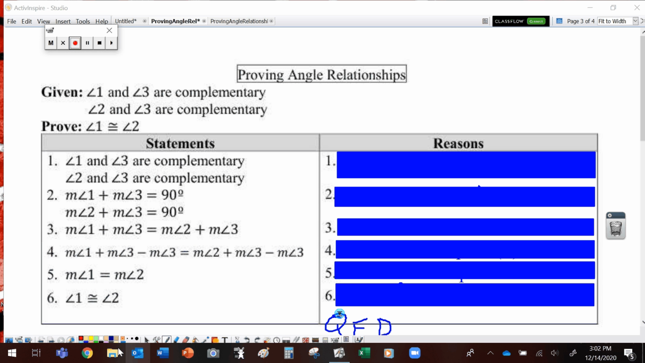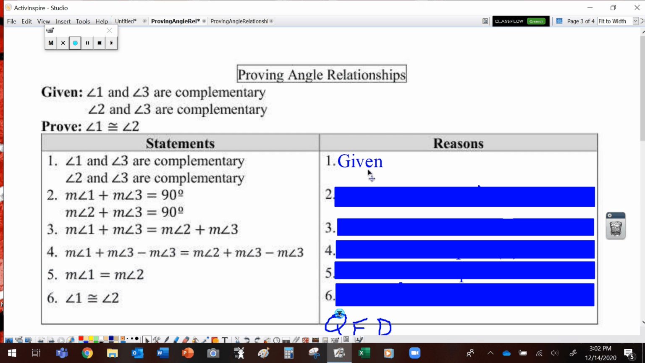So I need to start out with the given information. So I list that, and I say that it's given. And honestly, guys, at this point, that should pretty much be automatic. You know that your very first statement is going to be the given information, and you know your very first reason is going to be that it is given.